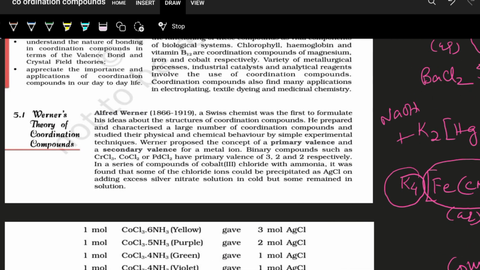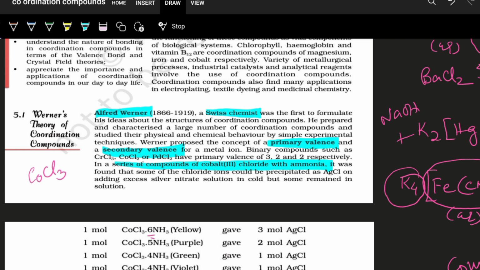But the part we are going to emphasize is about Alfred Werner, a Swiss chemist who conducted a simple experimental technique by which he explained what are called primary valence and secondary valence. Take a series of compounds like cobalt(III) chloride with ammonia, that is CoCl3 along with ammonia.